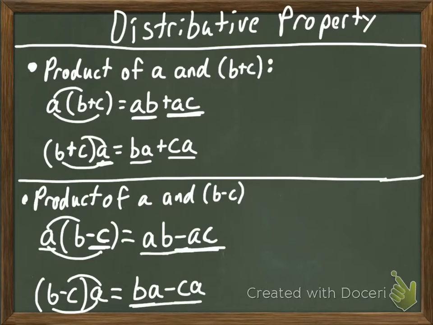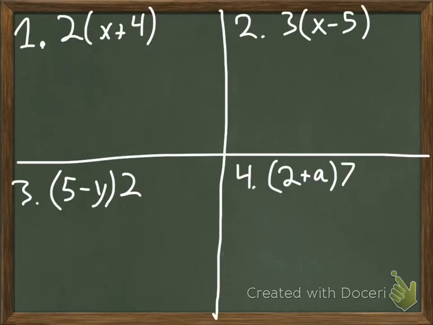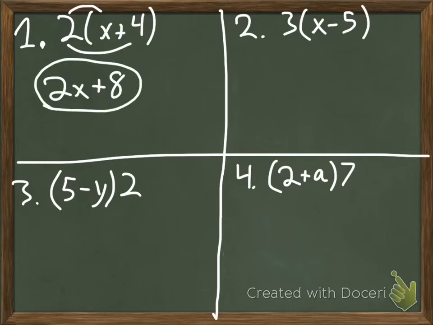So let's put this idea into practice with some actual numbers. I'm going to show you the first one, and then I'll leave you to do examples with the rest. So we have 2 times x plus 4. Now we cannot simplify x plus 4 anymore because they're different. So what we're going to do is distribute the 2. So I'm going to do 2 times x, 2 times plus 4. 2 times x is 2x. 2 times a positive 4 is a positive 8. I can't simplify this any further, so I am done.